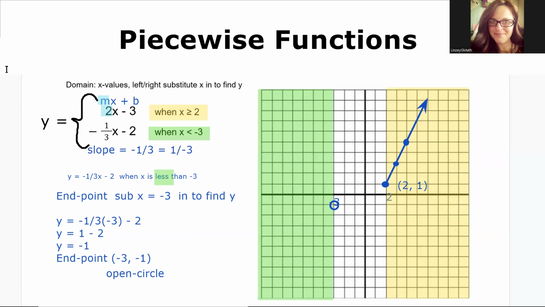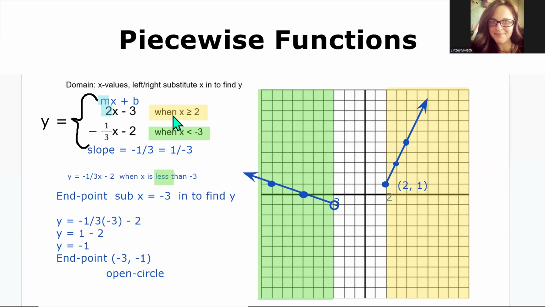And I'm going to go down 1, up 1, and to the left 3. 1, 2, 3. Up 1, to the left 2, 3. And this is the second piece of our piecewise function.